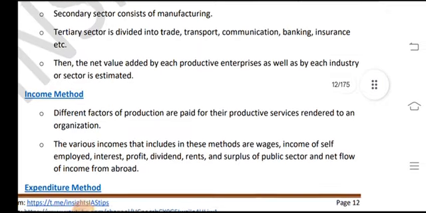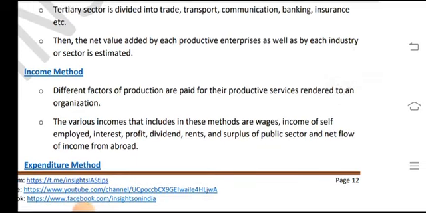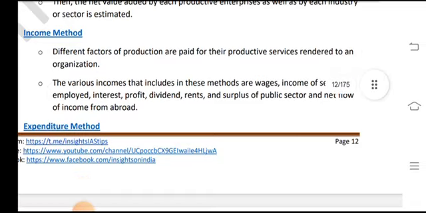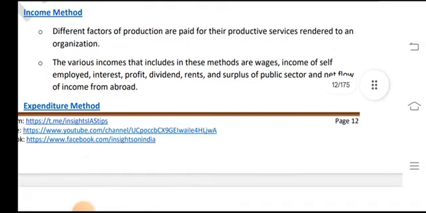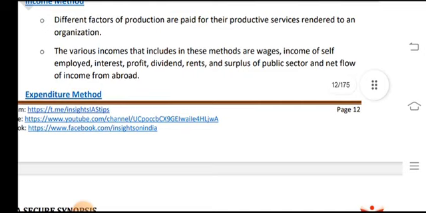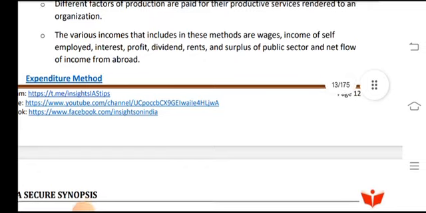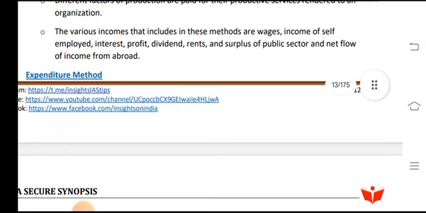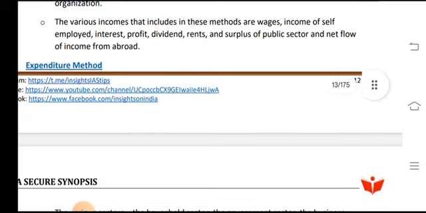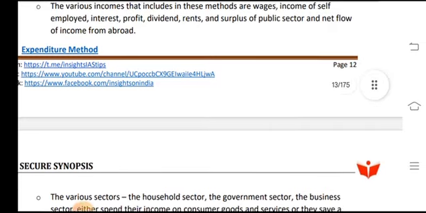Then the net value added by each productive enterprise, as well as by each industry or sector, is estimated. In the income method, factors of production are paid for their productive services and the various incomes included in this method are wages, income of the self-employed, interest, profit, dividend, rent, the surplus of public sectors and the net flow of income from abroad.